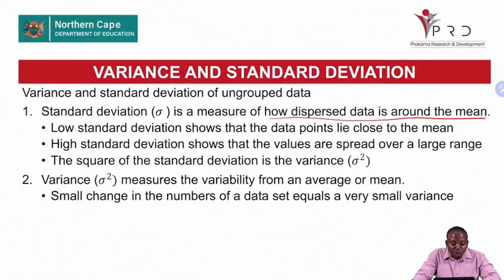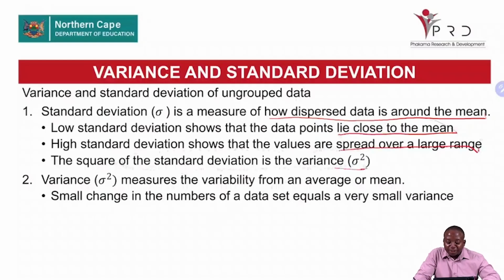A low standard deviation shows that the data lies close to the mean. So when the standard deviation is low, that means most of the data is found closest to the mean. When the standard deviation is high, that means our values are spread out away from the mean. So most values are not close to the mean. Then remember, the square of the standard deviation gives us our variance.